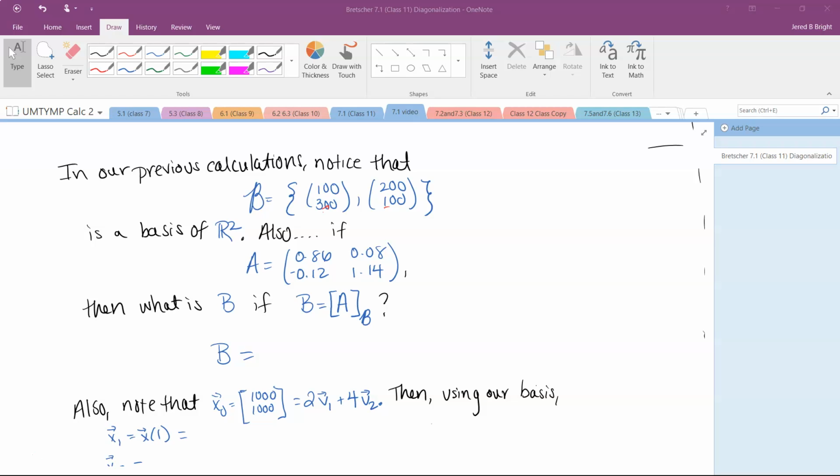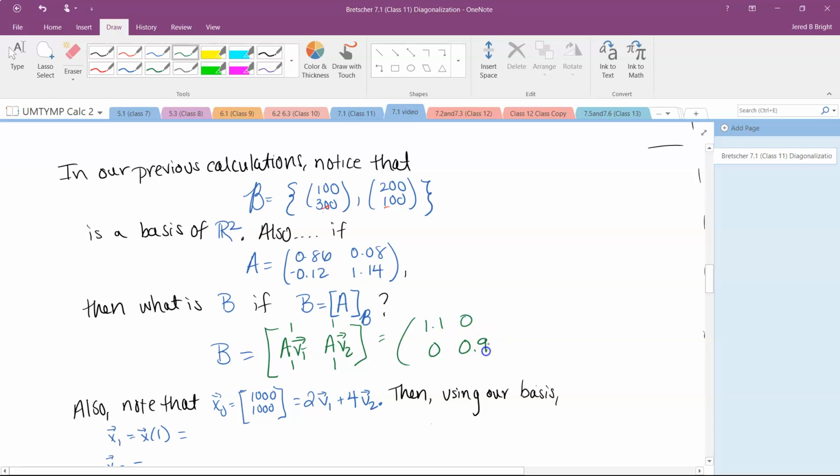Okay, well, we might have to unbury our knowledge from change of coordinates, but it ends up being that we can write B as A v1 in the first column, and then A v2 in the second column. And if you were to do that out, what you would end up getting is 1.1, 0, 0, 0.9. Oh, this is interesting, because remember I said we would see where the 1.1 and 0.9 came from? Well, that's interesting.